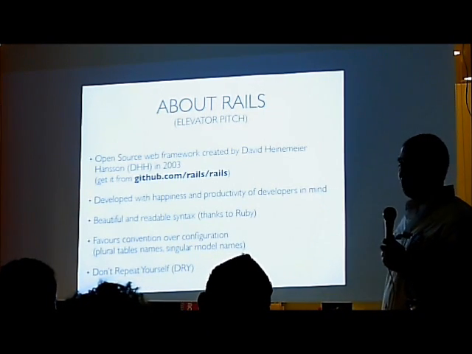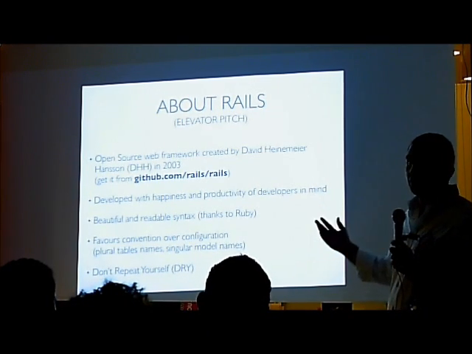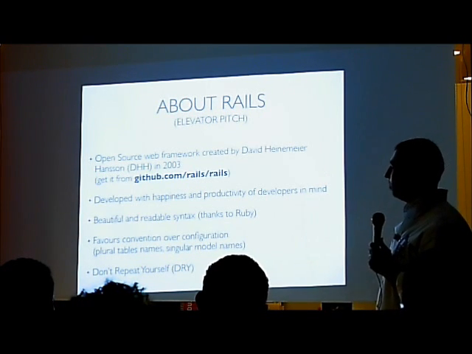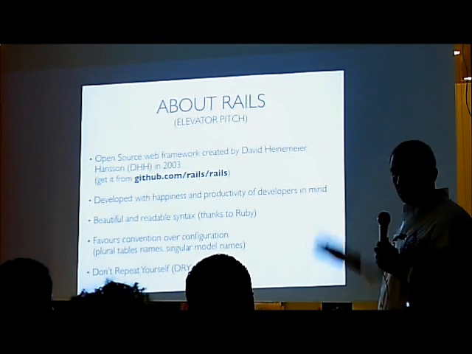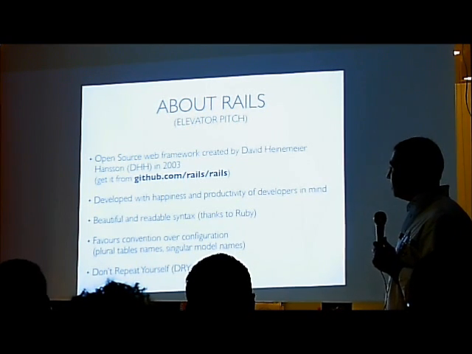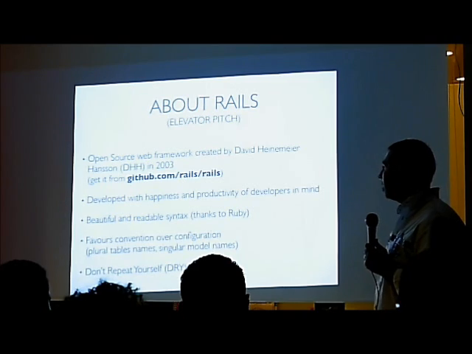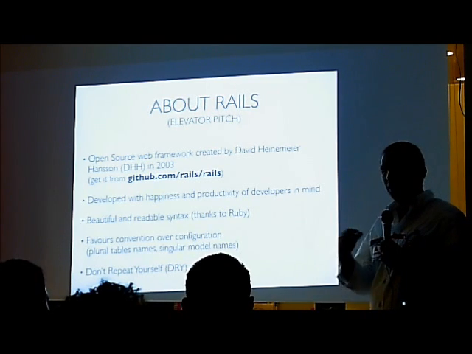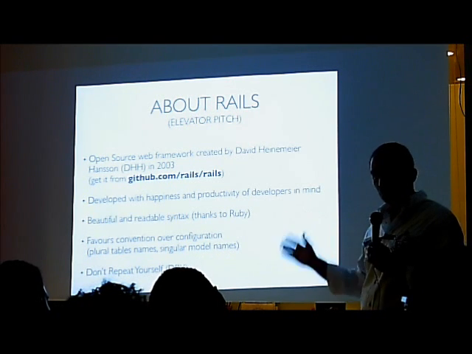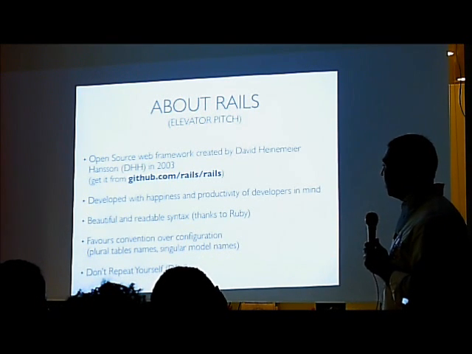And it's completely open source. You can download it, and you can see how it's written. You can change things. You can get a copy from GitHub, Rails, and the project name is Rails also. It's developed with happiness and productivity of developers in mind. So it kind of assumes a few things on behalf of the developers, which we are going to talk about.